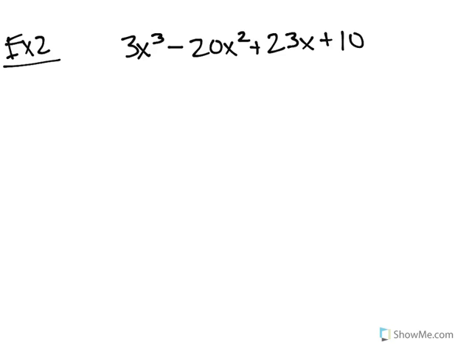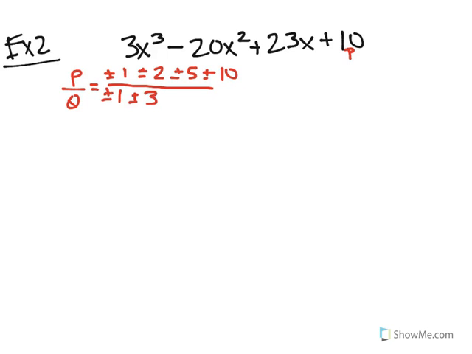Okay, so now we have, for example 2, we're going to find all the real zeros of 3x^3 - 20x^2 + 23x + 10. First thing I'm going to do is find what my potential solutions are. So I'm going to do p over q, and my factors of p, which is 10, I have ±1, ±2, ±5, ±10. And for q, I have ±1, ±3.